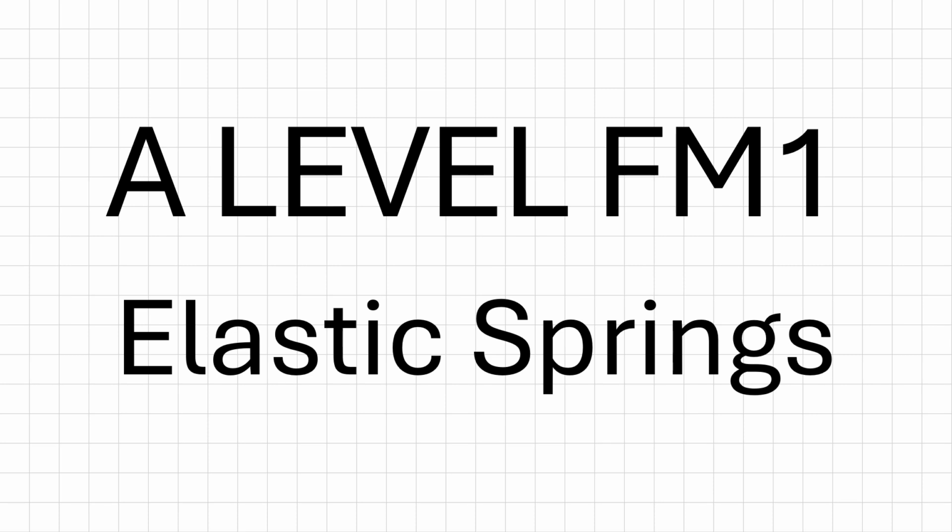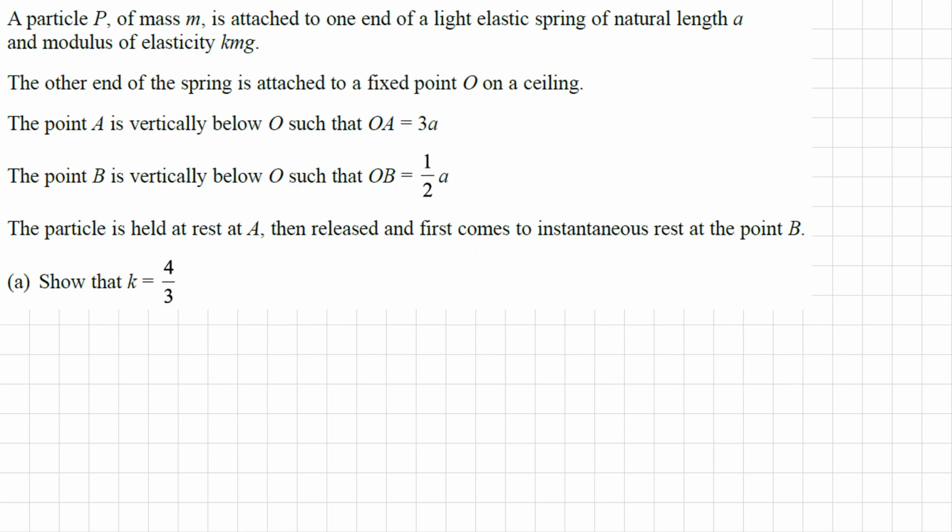This is an A-level Further Mechanics 1 question on elastic springs. A particle P of mass m is attached to one end of a light elastic spring of natural length a, modulus of elasticity kmg.